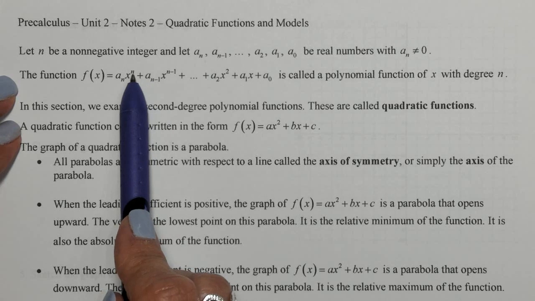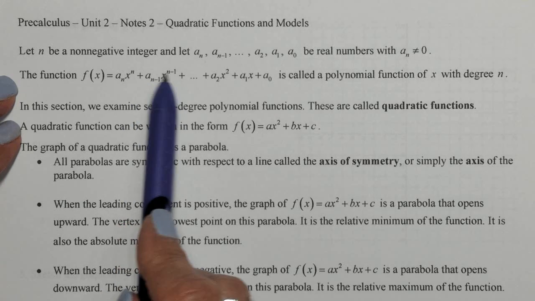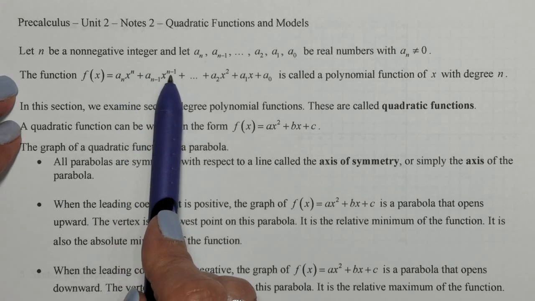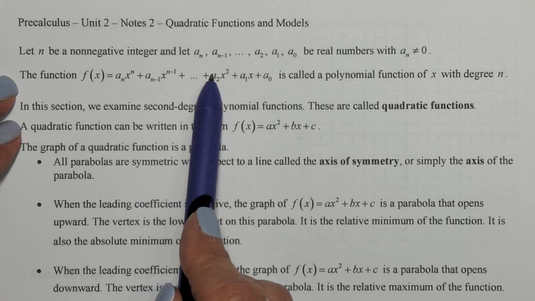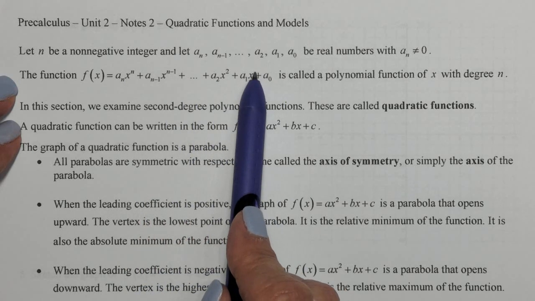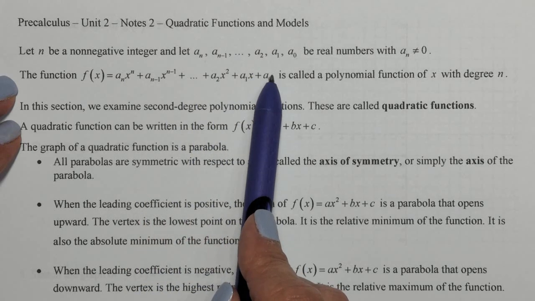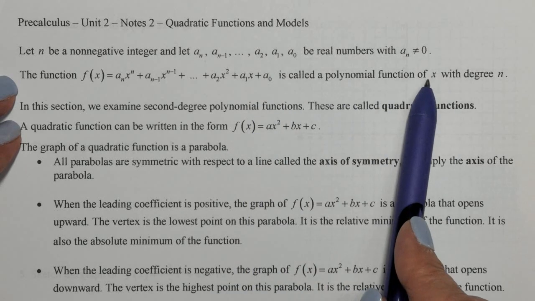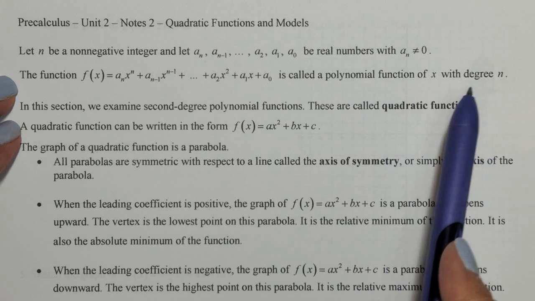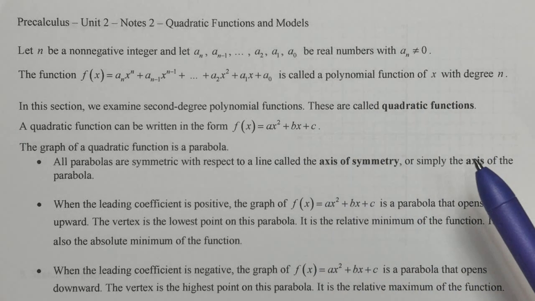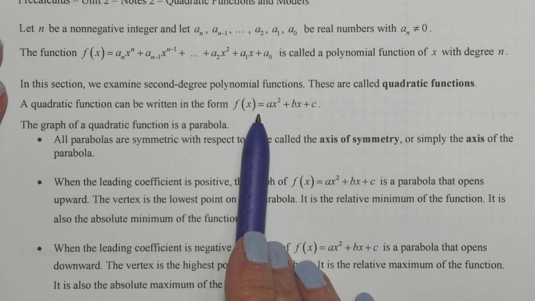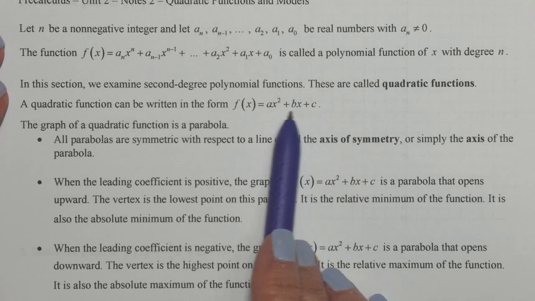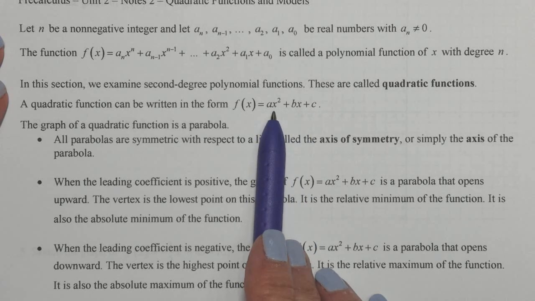The degree here is n, the exponent here is n, the exponent here would be n minus 1, so it goes down 1. And it keeps going down 1 until it gets down to 1, and then no exponent. This would be like x to the 0 power. So that is a polynomial function of degree n. And if the degree is 2, we have a quadratic function. Every quadratic function can be written in this form, ax squared plus bx plus c.